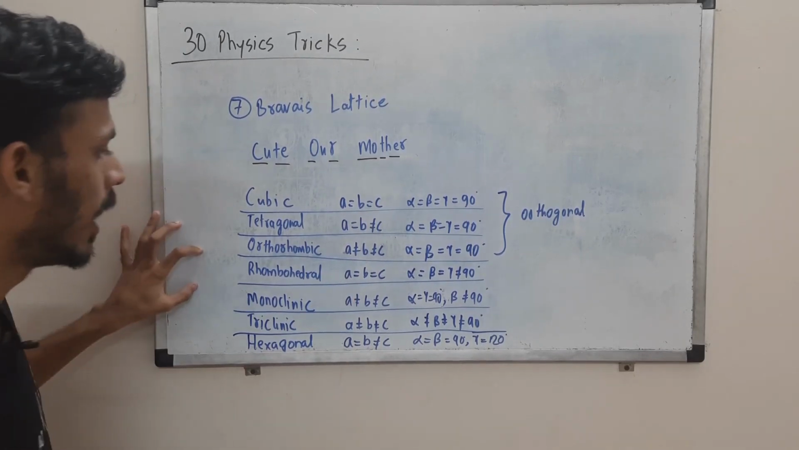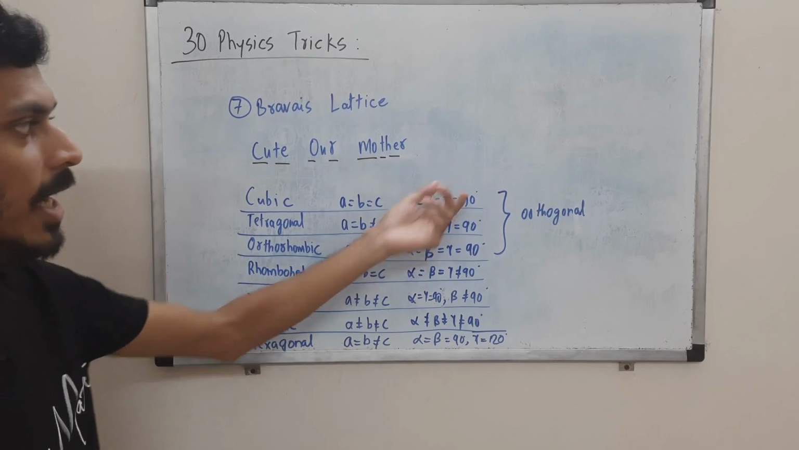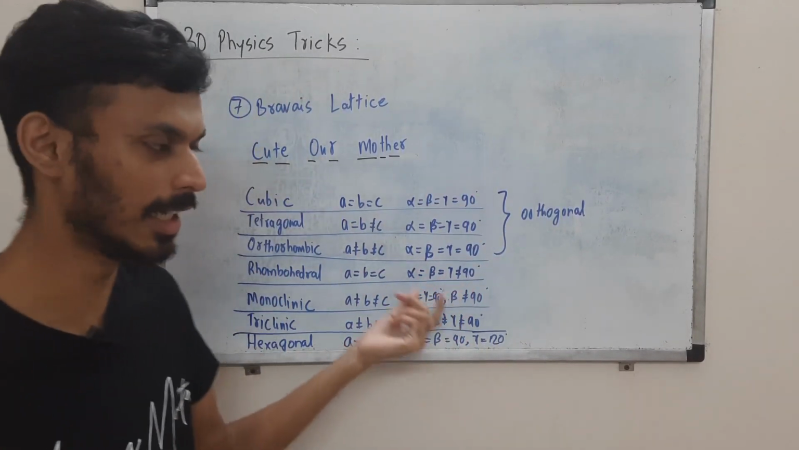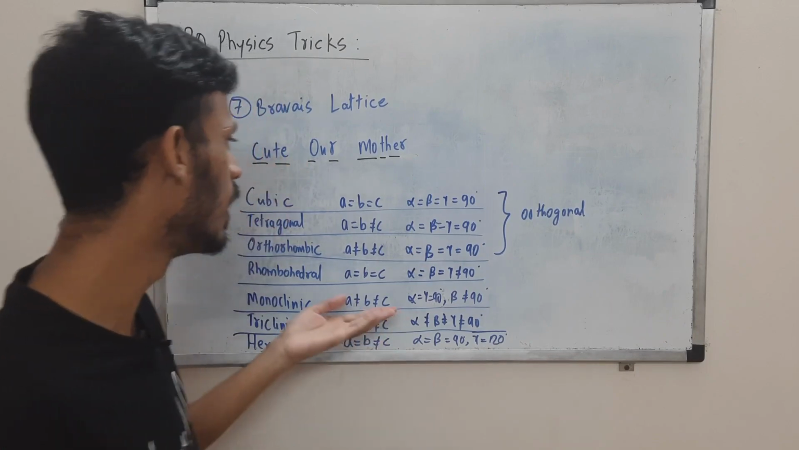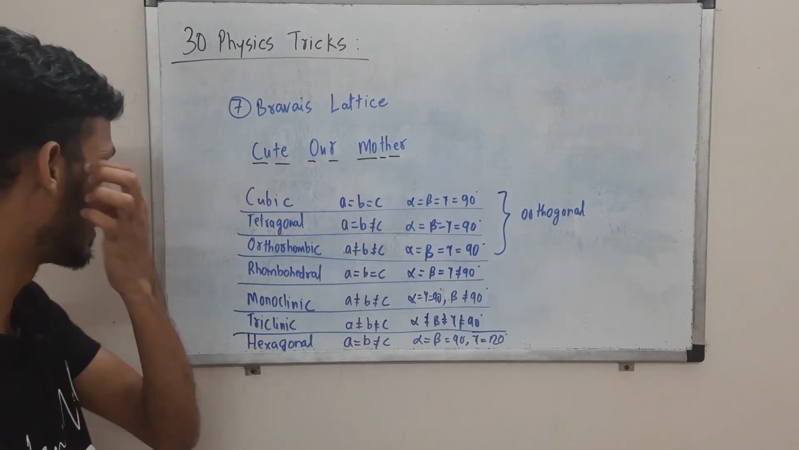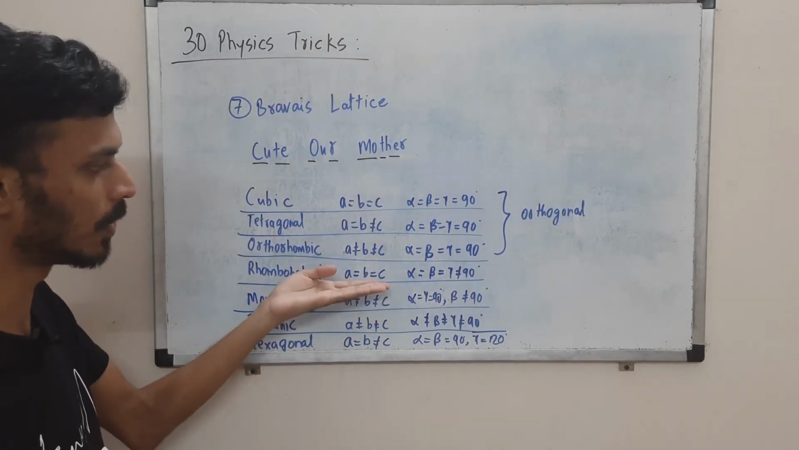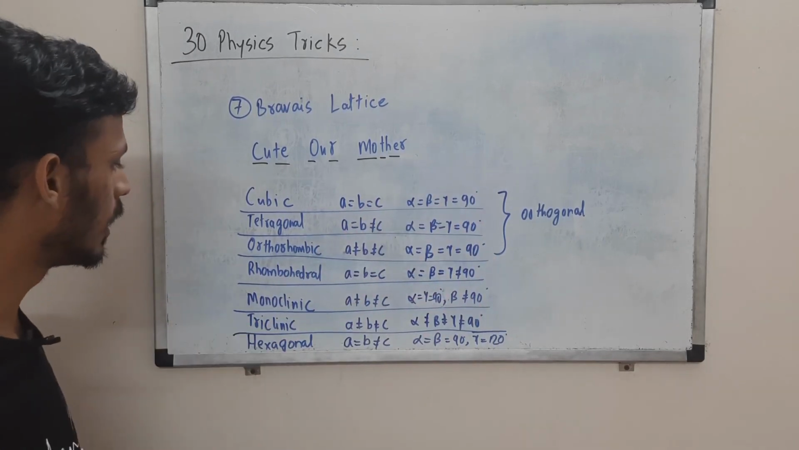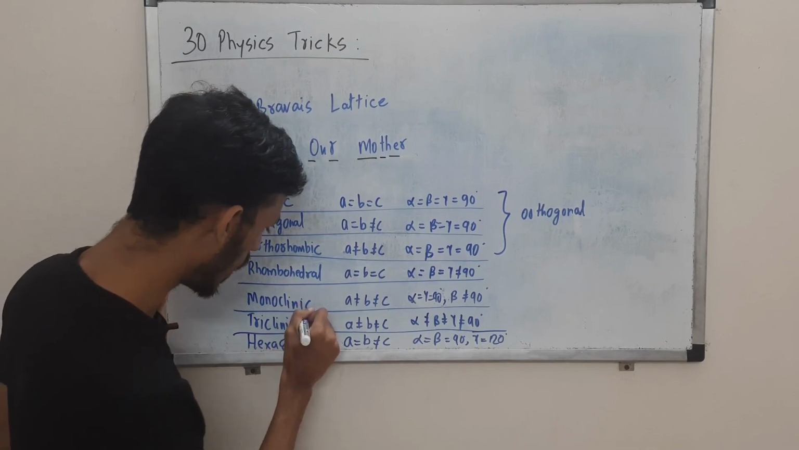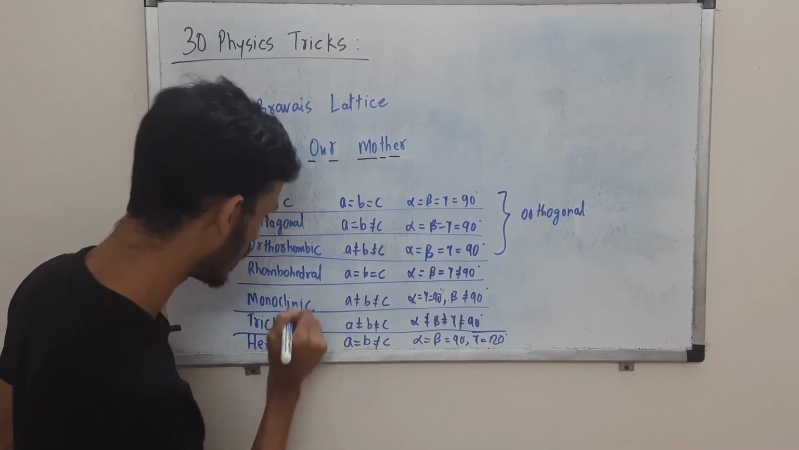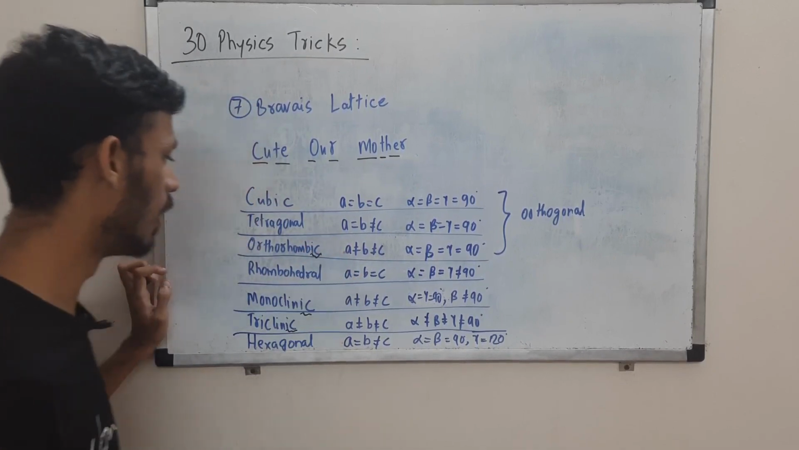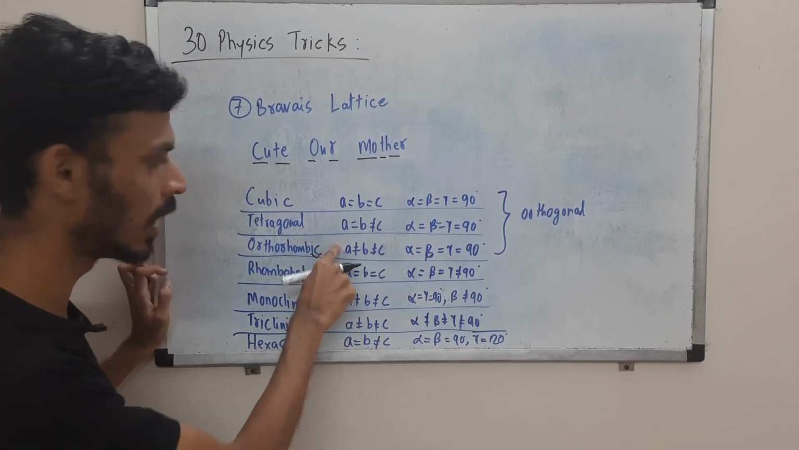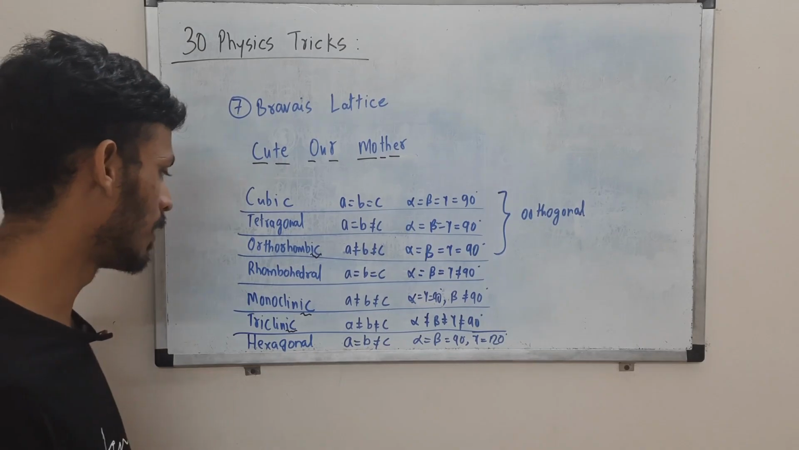Now rhombohedral is the first one that breaks the orthogonality condition. All the angles will not be equal to 90, but it maintains the cubic condition, so a equal to b equal to c, but only the angle condition is broken. Now you can note that all the crystal systems that end with ic will have all the sides unequal. ic: all sides unequal. That is a pattern to note.